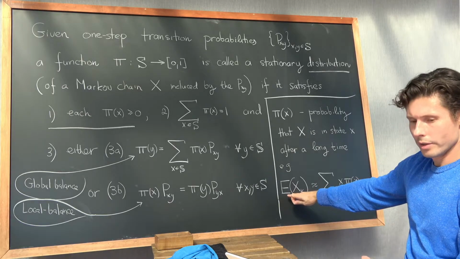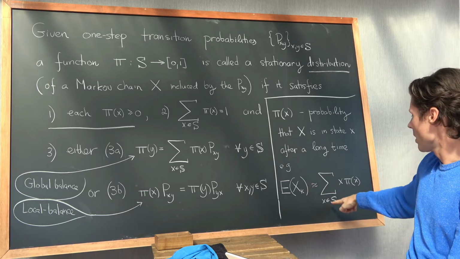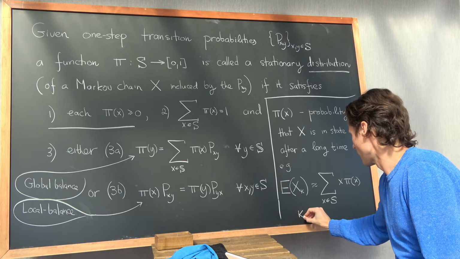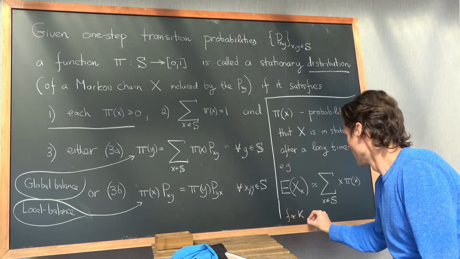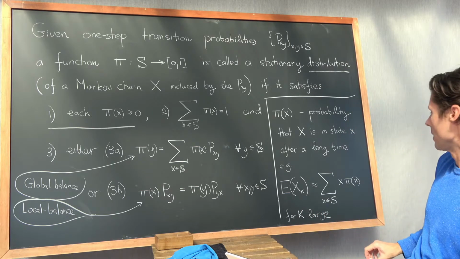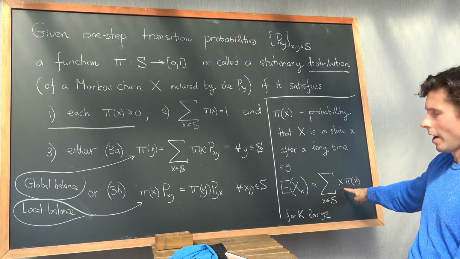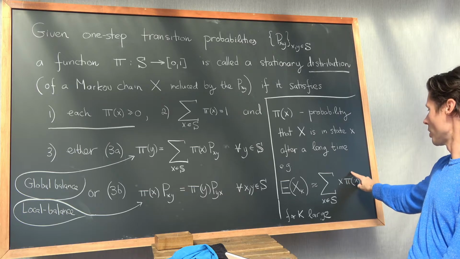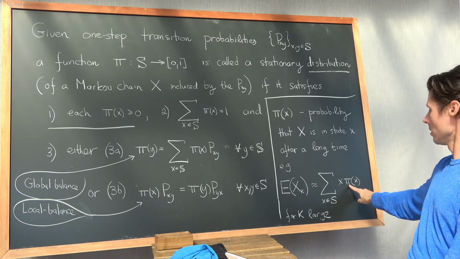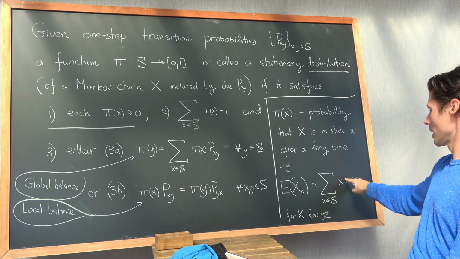The expected value of the Markov chain x at time k is about equal to this quantity, and the question is when, supply the answer. The answer is for k large. And so you can think about what that means. On this right-hand side, what you're doing is evaluating the expected value of a random variable with distribution pi x. So everyone should know what this is. This is the probability that some random variable takes the value x, and this is x itself, so this is the expectation of x.